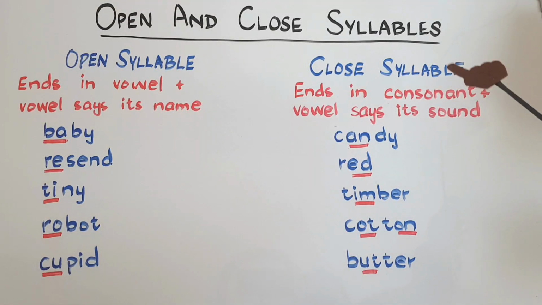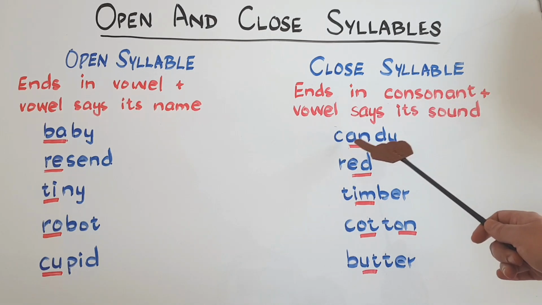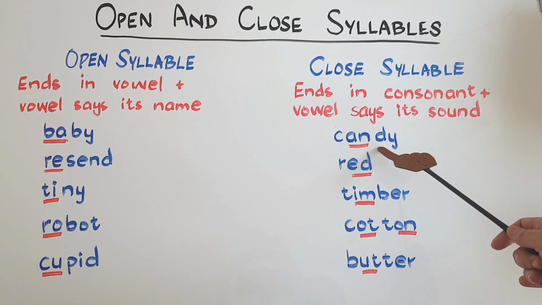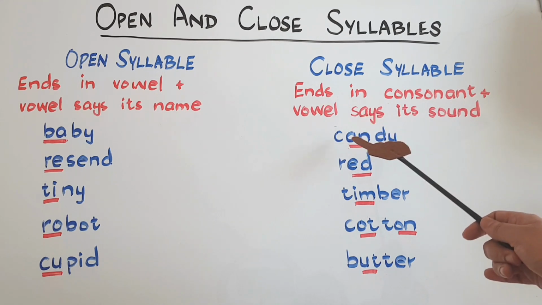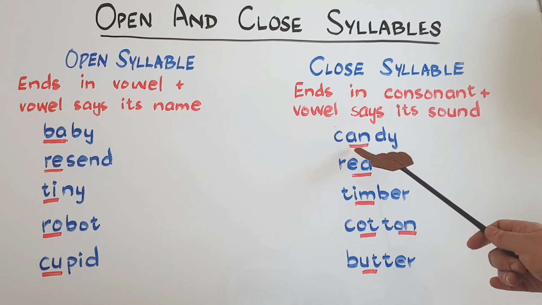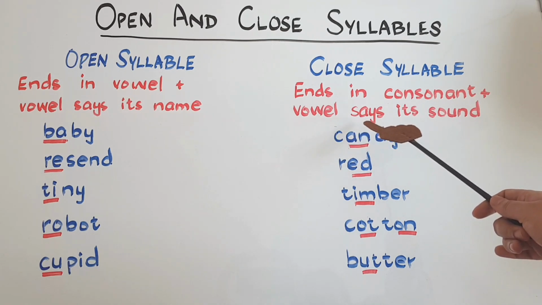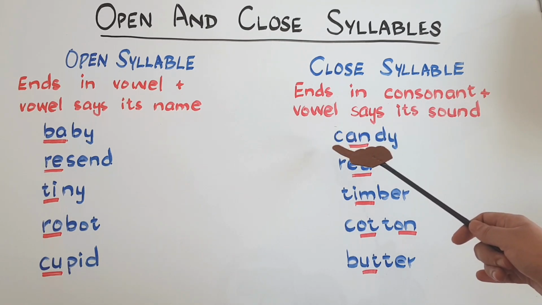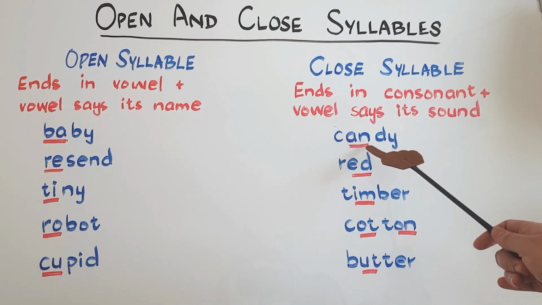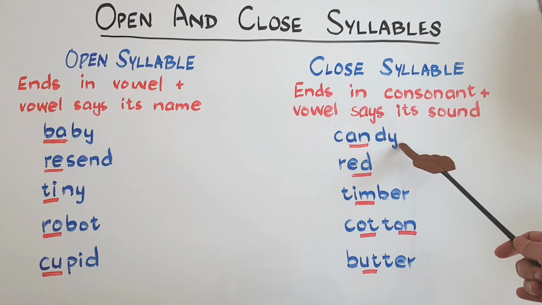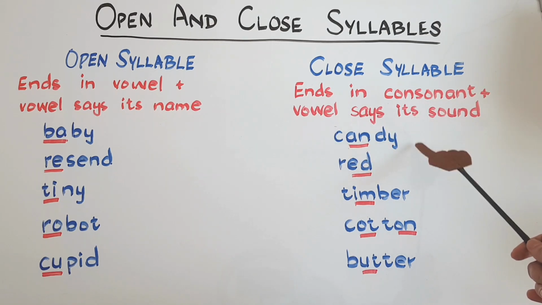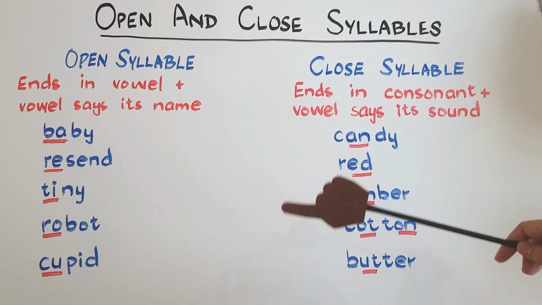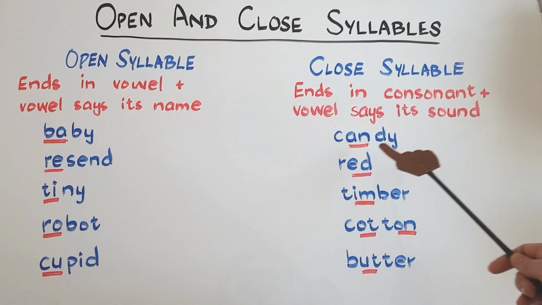Now the closed syllable, what does this rule say? If the syllable is ending in a vowel and consonant, meaning that we have a consonant right after the vowel, the vowel says its short sound. It will not say A, it says the short sound a. Like in c, a, n, can, d, e. Why will it say the short e sound? Because it's a multisyllabic word. If you don't know this rule, the link is in the description box. You can watch it later.